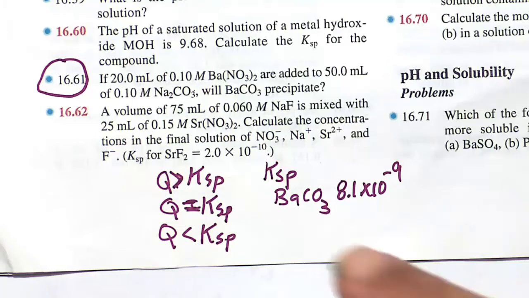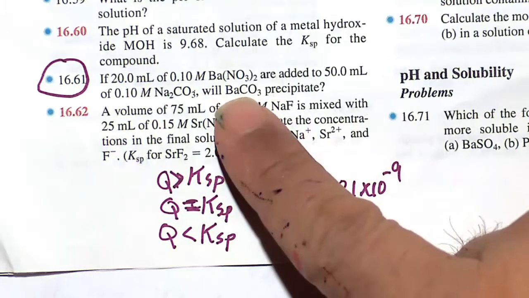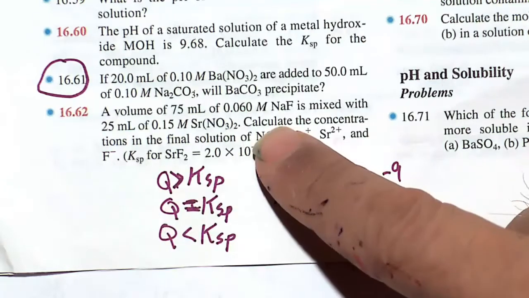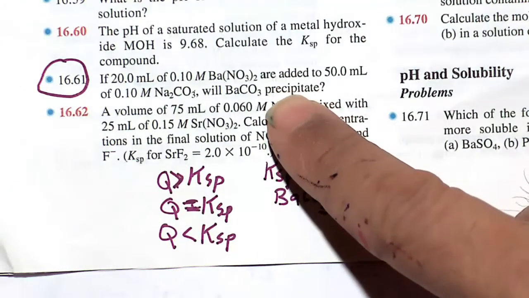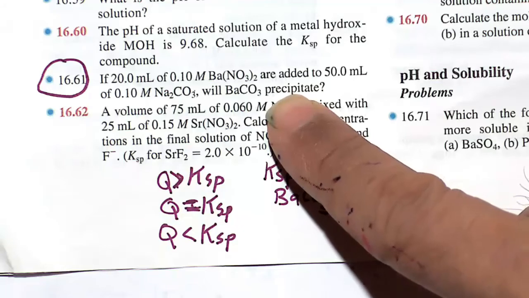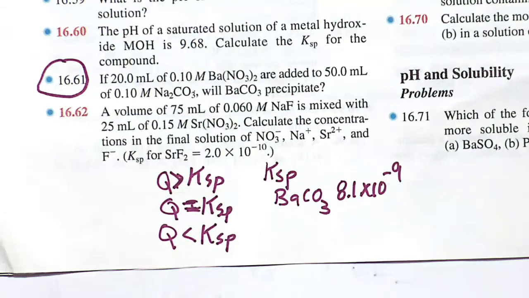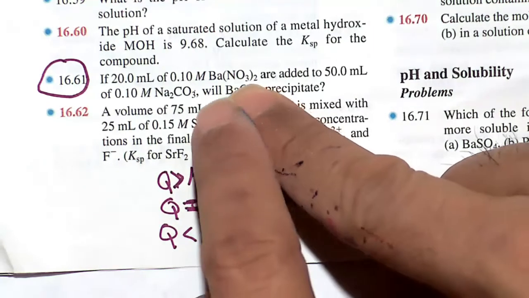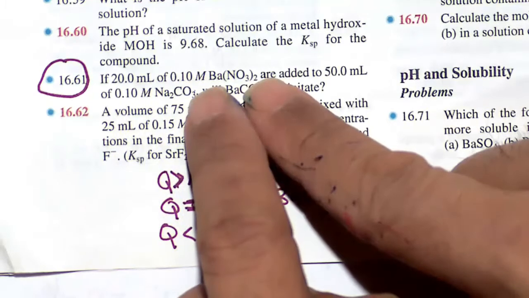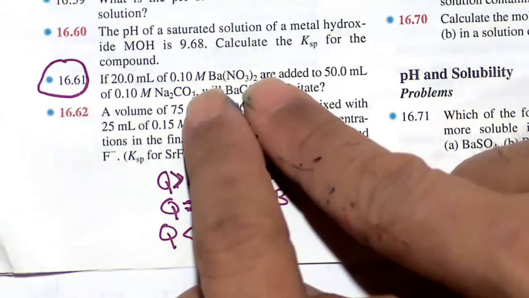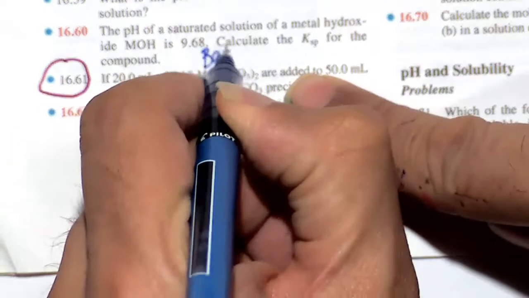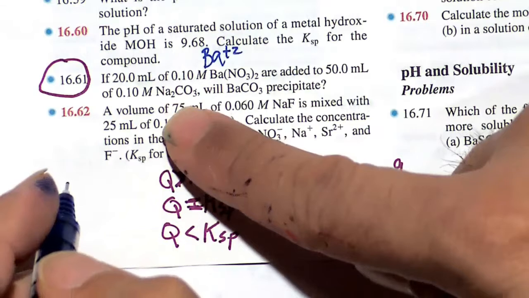In this video, we will talk about using the reaction quotient, that is Q, and comparing it to Ksp. So knowing the Ksp of barium carbonate, if we mix barium ion and carbonate ion at those concentrations and those volumes, will it be enough to cause the precipitation of barium carbonate? Barium carbonate is a sparingly soluble solid.